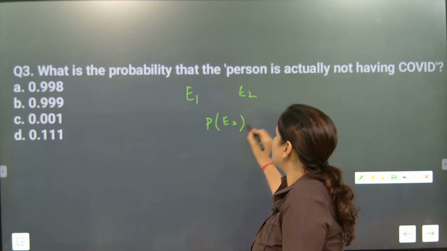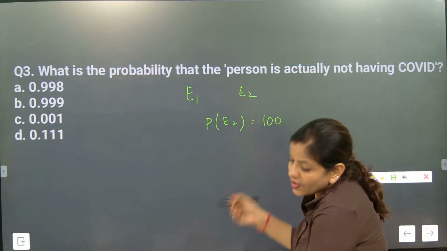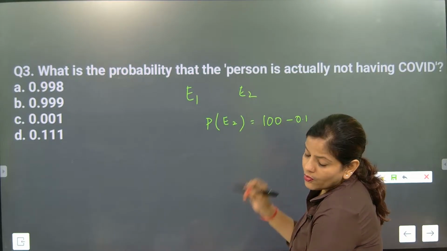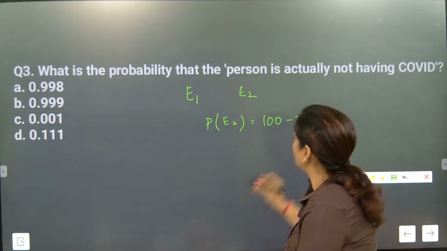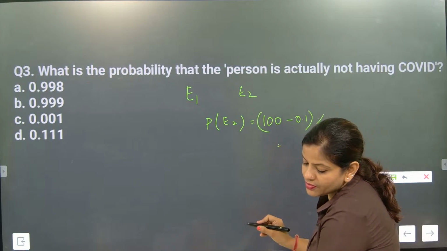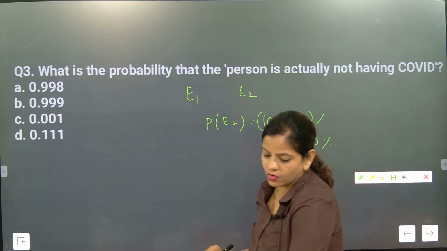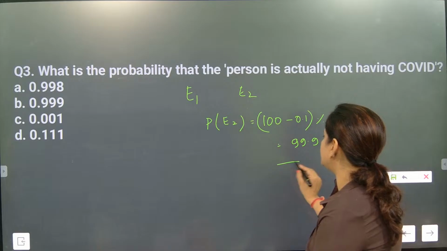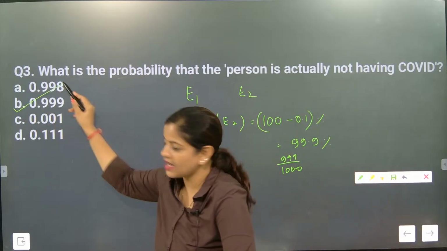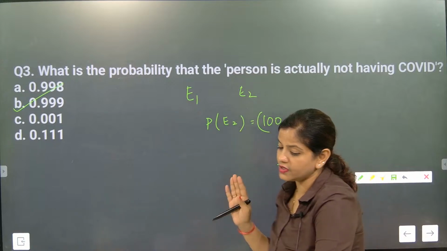So what are we going to do? From the 100% public, only 0.1% was having COVID. Just now we took out from the question itself that 0.1% of the public was having COVID. So 100 minus 0.1%, that means 99.9% of people did not have COVID. 99.9 means 999 by 1000, so it will come 0.999 of people not having COVID. Understood? So this is the way to solve the question.